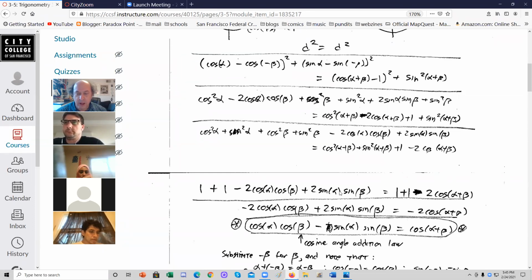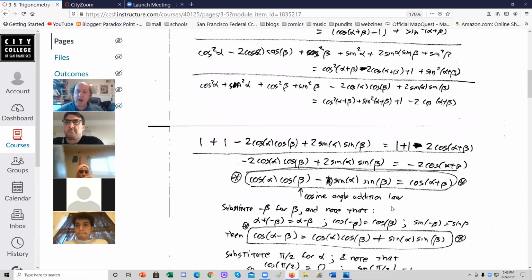All right. We cancel 1 plus 1 on both sides of the equation. And so we get minus 2 cos alpha cos beta plus 2 sine alpha sine beta equals minus twice cosine of the sum alpha plus beta. Now, if you divide throughout by negative 2, then you get cosine of the sum equals cos alpha cos beta minus sine alpha sine beta. This is the angle addition law.